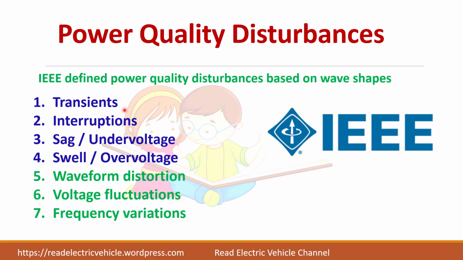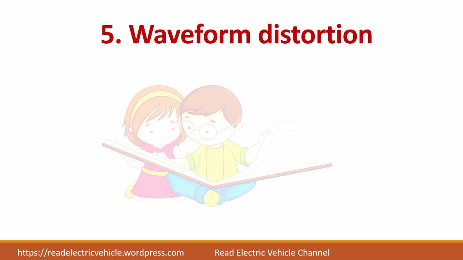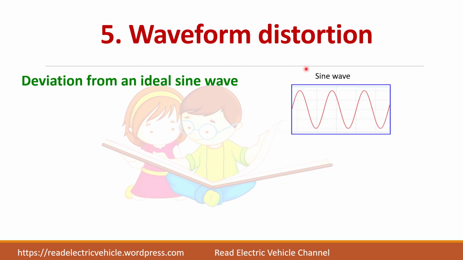So we have seen about transients, interruptions, sag or under voltage, swell and over voltage in the previous video, that is on chapter 2. Now in this video we are going to see about the waveform distortion, voltage fluctuations and frequency variations. First we will see about the waveform distortion.